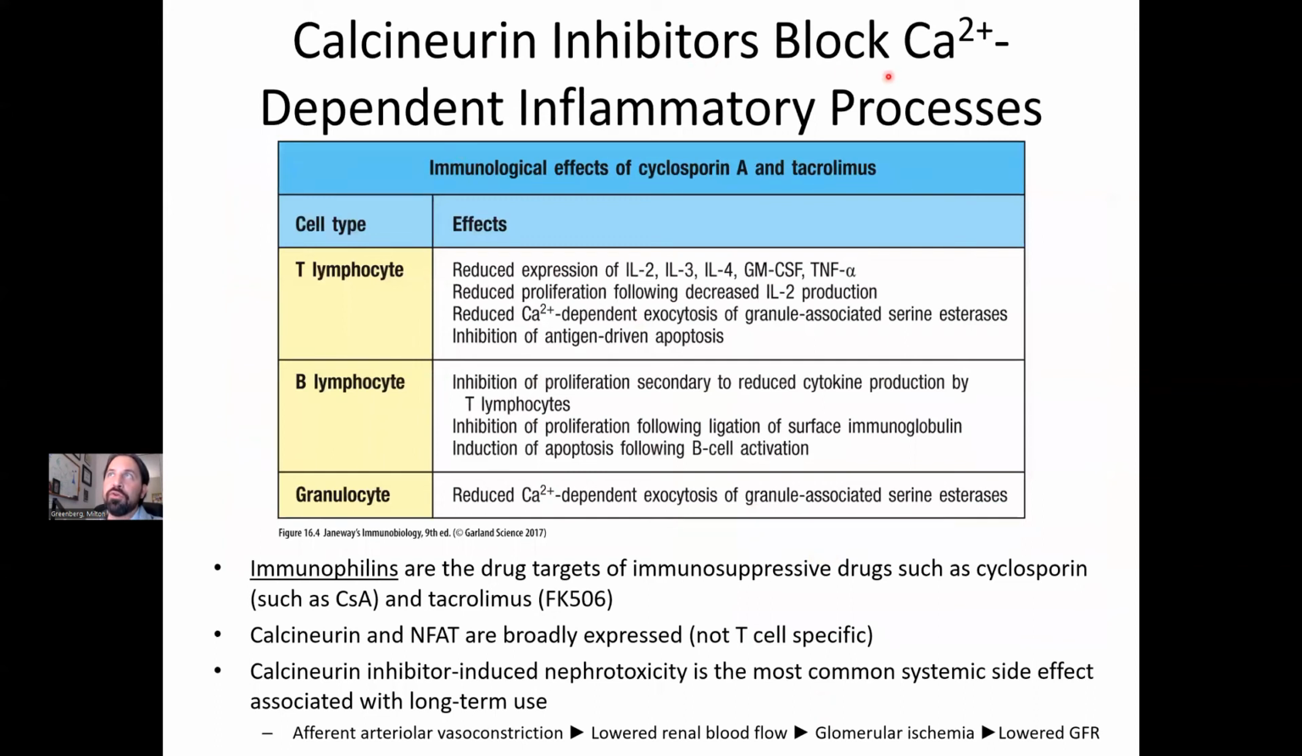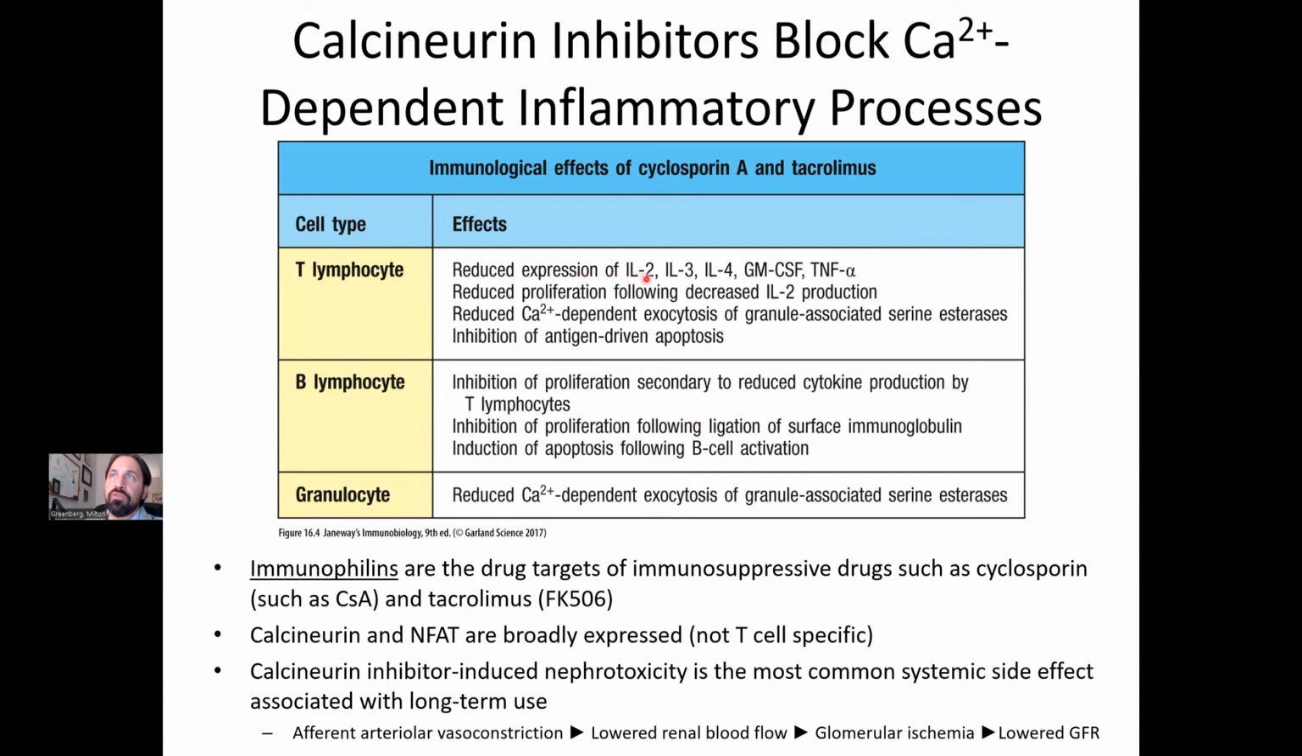Okay, so these calcineurin inhibitors block calcium-dependent inflammatory processes. So this is cyclosporin A, tacrolimus, also pimecrolimus. So we have effects on T cells. Again, all these are important for shutting down NFAT.